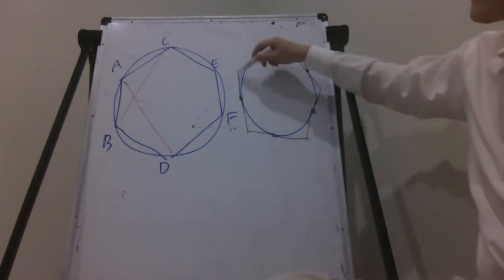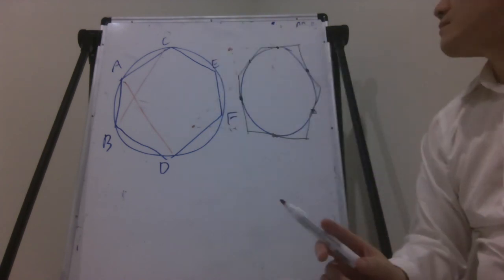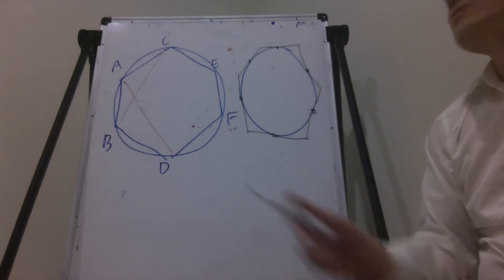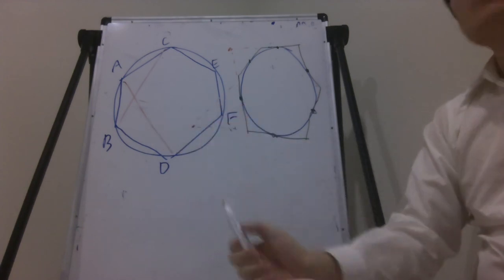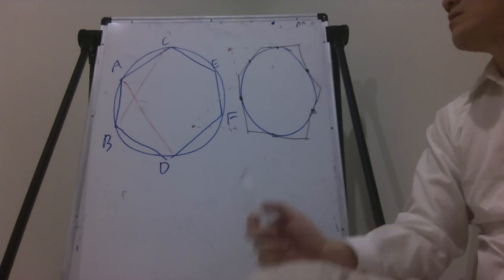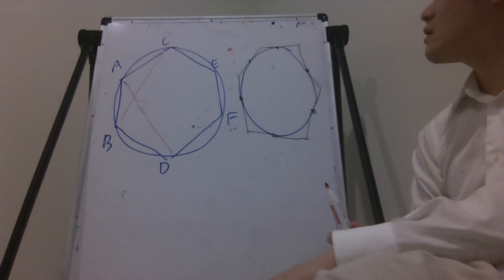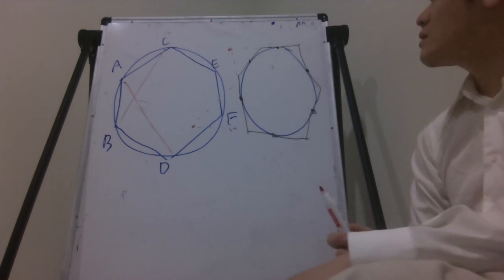Wait, shouldn't it be opposite? Huh? Like opposite side? Opposite sides? Are you talking about this or this? No. This one? Yeah. What's the problem? Like shouldn't the points of intersection be between opposite? Oh yeah, I guess it doesn't matter.